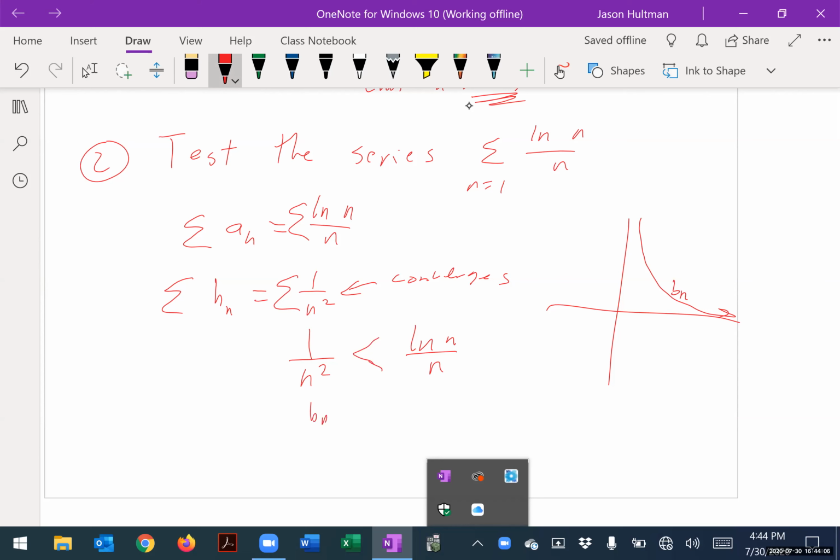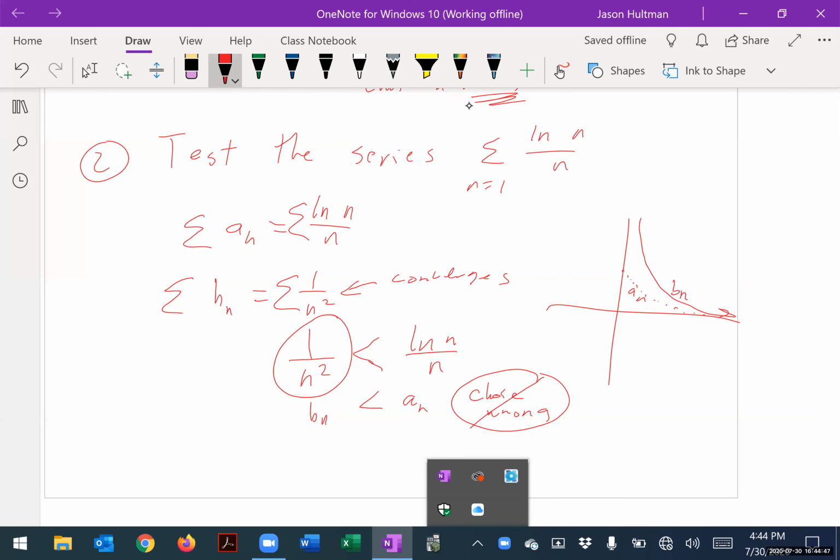B sub n is smaller than A sub n, and I really want B sub n to be bigger than A sub n. If I wanted to squeeze it to converge, A sub n would have to be smaller, but it's not. It goes backwards. This is the wrong direction, so we chose wrong. Wrong choice, amigo. We cannot compare it to 1 over n squared.